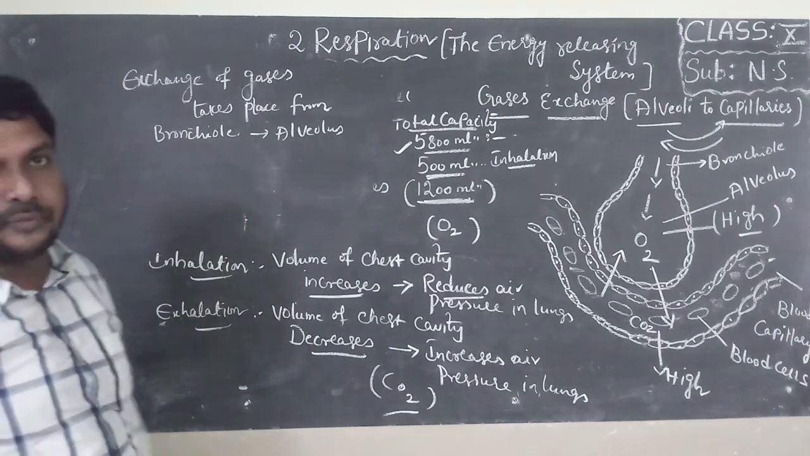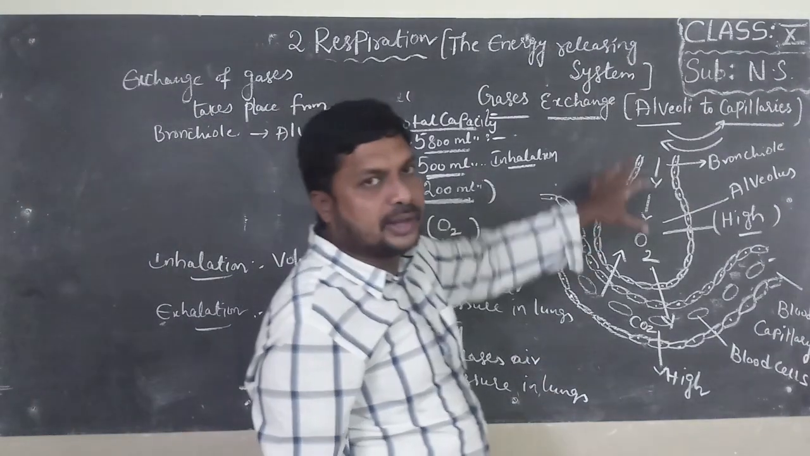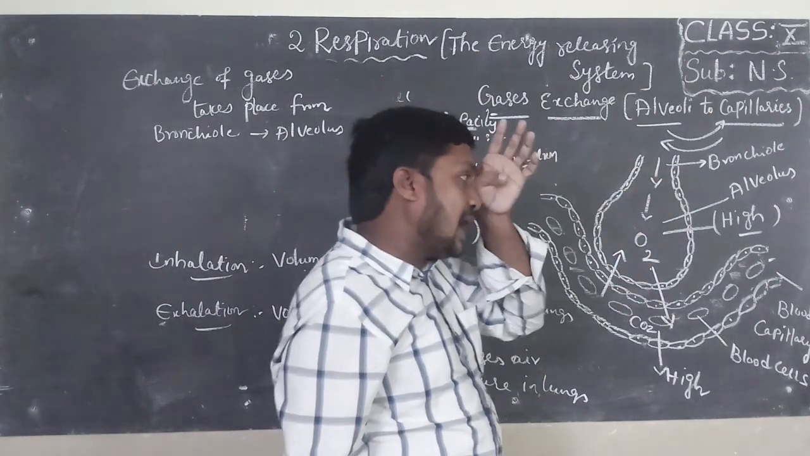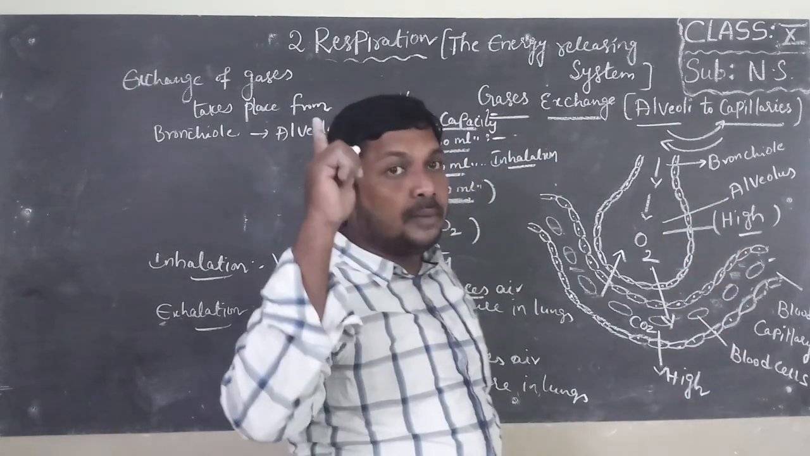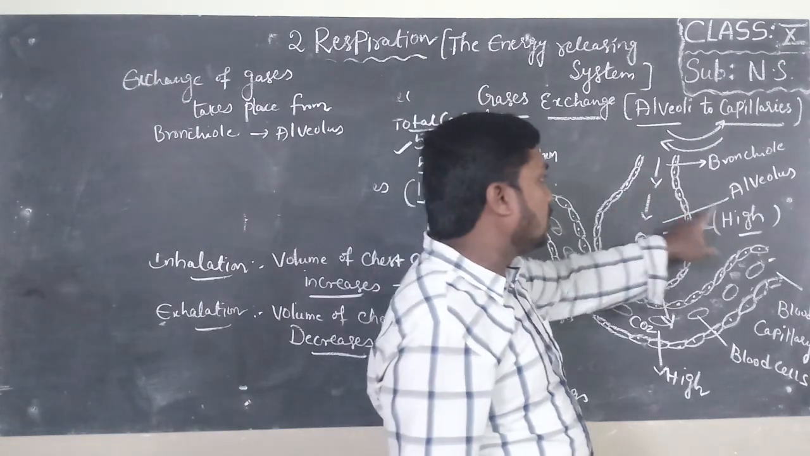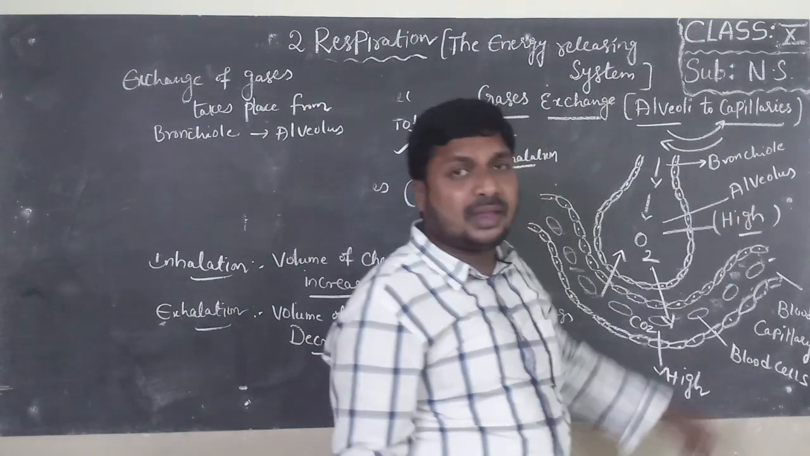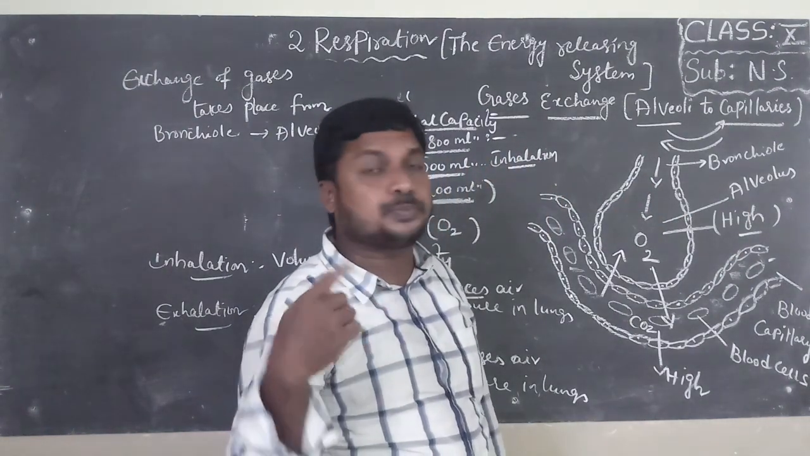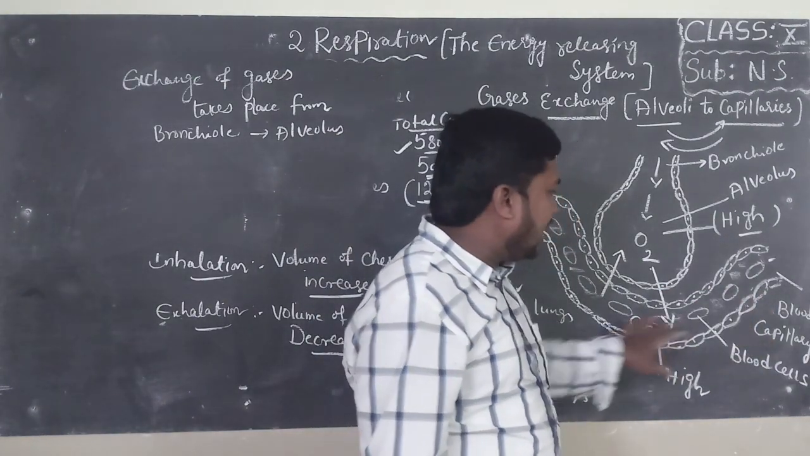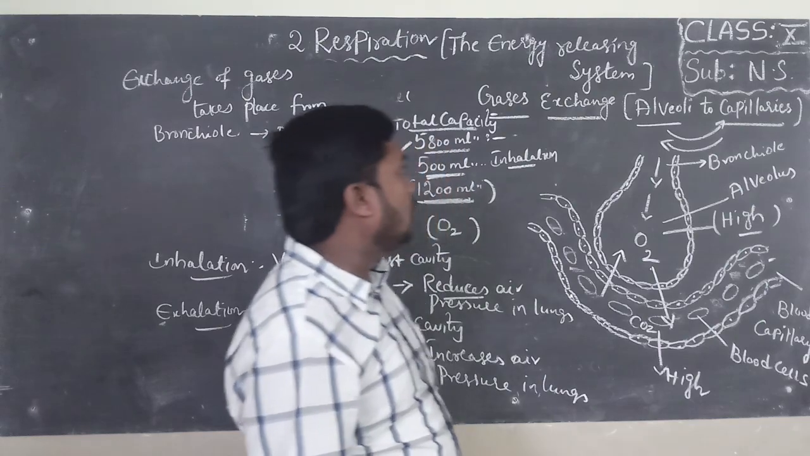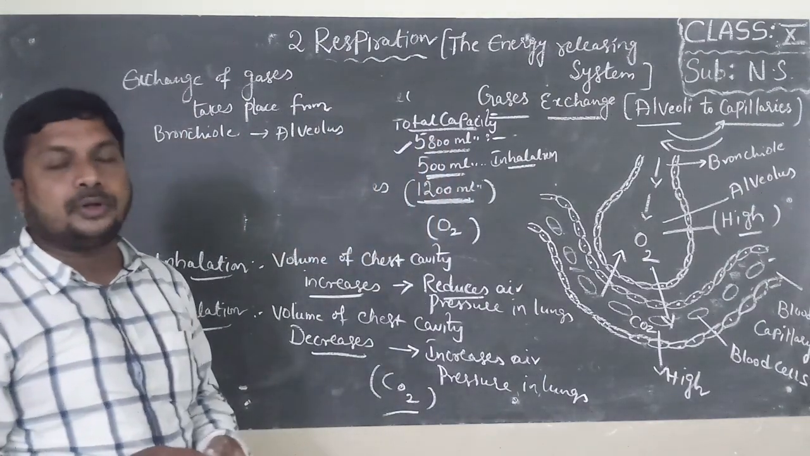Sometimes in the exam they will give a diagram with arrow marks and ask you to fill them in. This is the bronchiole. Already I explained, bronchi open into bronchiole. This is the alveolus; alveolus is singular, alveoli is plural. And this is the blood capillary, and these are blood cells. So this is about exchange of gases from alveolus to capillary.